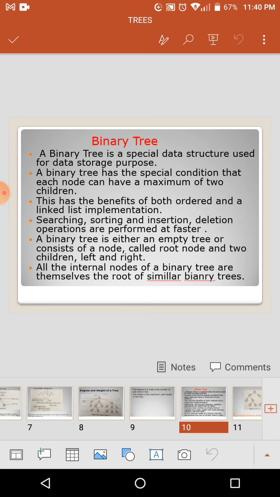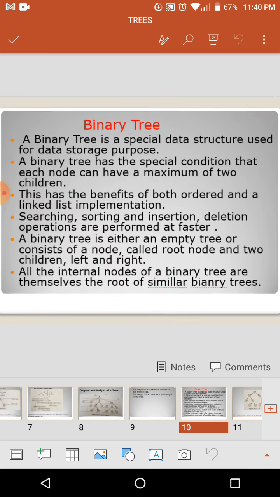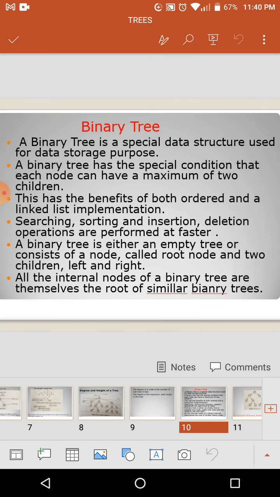Before that we discussed that a tree might be divided into n number of subtrees. Here a binary tree has a special condition that each node has a maximum of 2 children. So a binary tree means only 2 children. This is the most beneficial, because both the ordered and the linked list representation are helpful here. Every parent node has a maximum of 2 children. By this representation we can easily search for a particular element and easily sort the data elements stored in the binary tree structure.